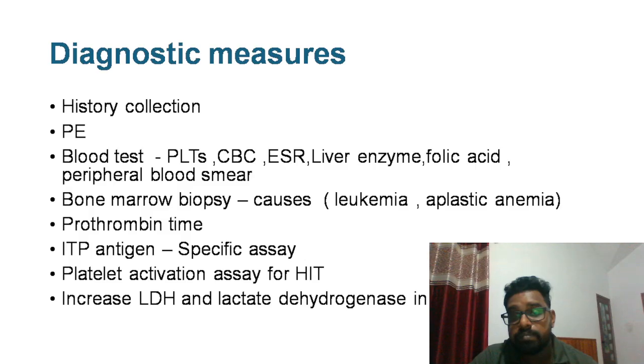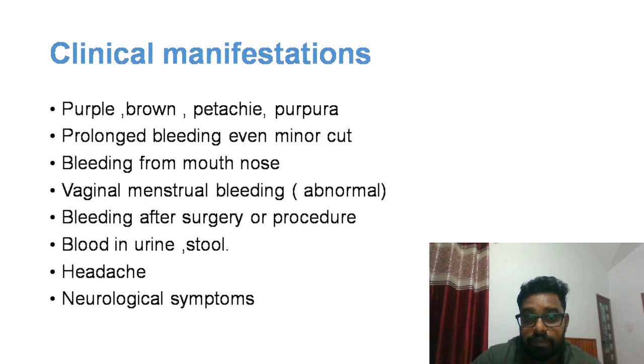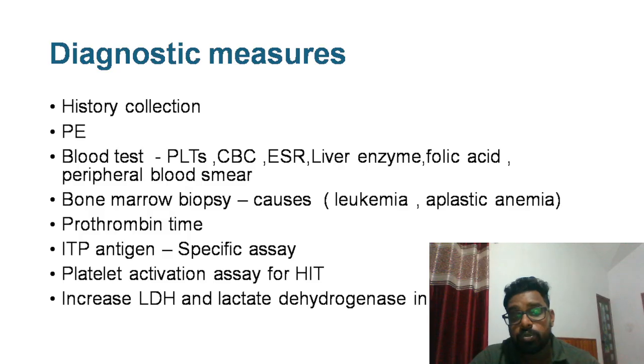The main diagnostic measures: first is history collection, then physical examination. I already mentioned the physical signs. Then blood tests like platelet count, CBC, ESR, liver enzymes, folic acid, peripheral blood smear. Bone marrow biopsy to rule out leukemia and aplastic anemia, prothrombin time, ITP antigen specific assay, platelet activation assay for HIT, and increased LDH, lactate dehydrogenase, in the blood.